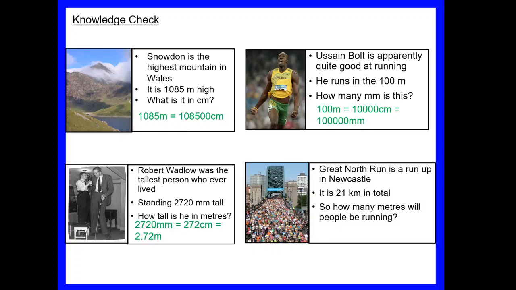Okay, and finally then, the Great North Run is a run up in Newcastle. It's 21 kilometres long in total. How many metres will people be running? So kilometre, remember, means 1,000, so there are 1,000 metres in a kilometre. So to change from kilometres to metres, we need to times by 1,000. So 21 times 1,000 is 21,000 metres. So make sure you're happy with those conversions, making sure you know whether you need to multiply or whether you need to divide to change between those units.